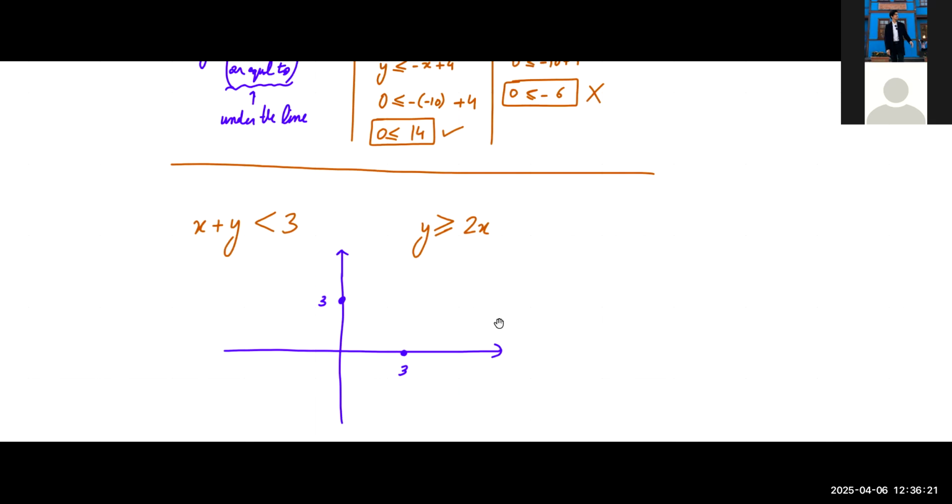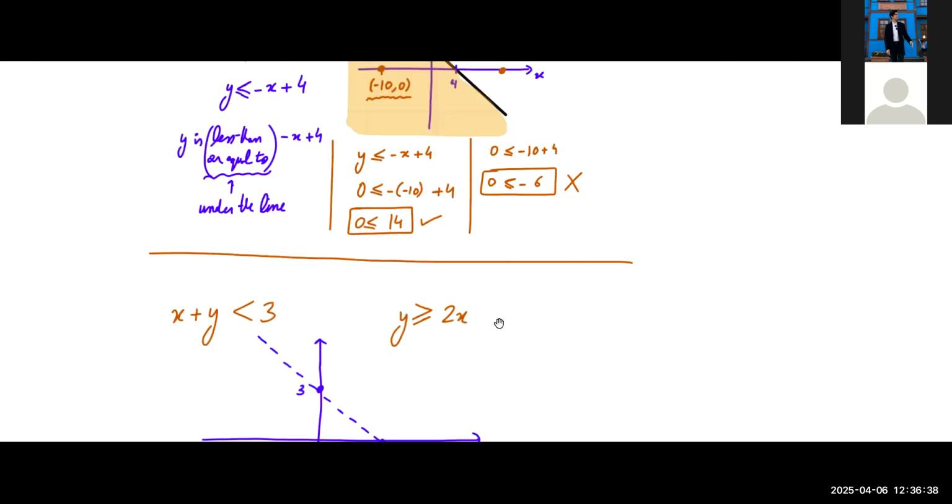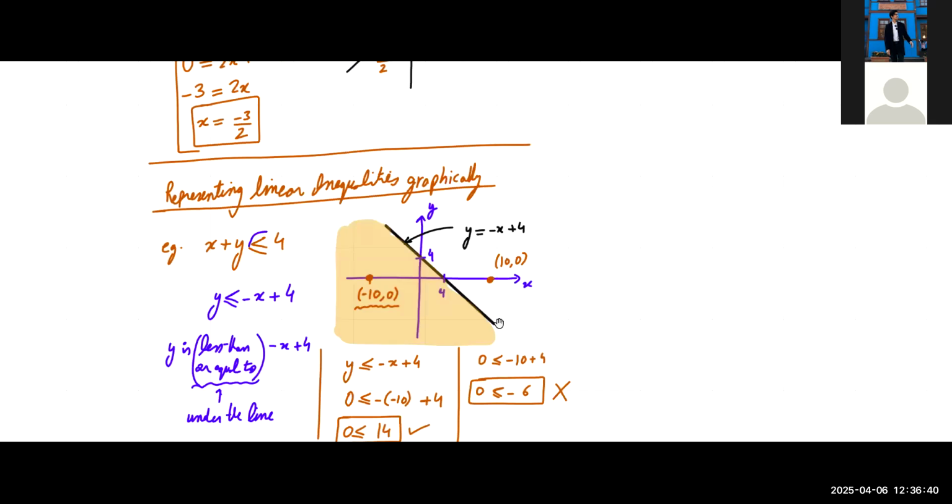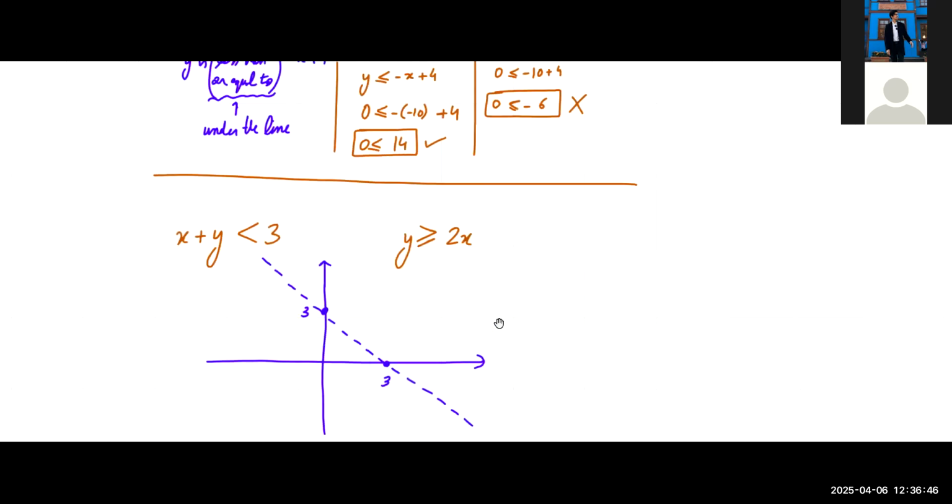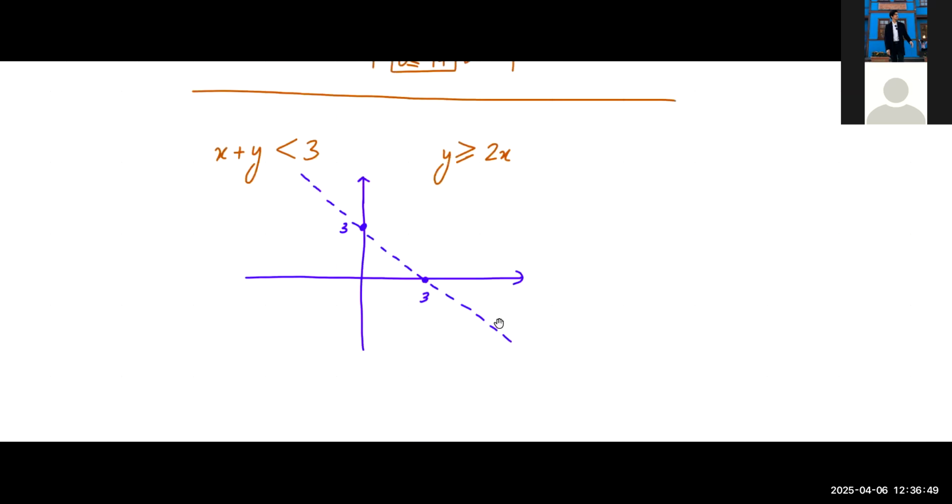Now, since it says less than 3 and not less than or equal to, you have to draw a dotted line, because you're trying to say that you cannot use any point on this line either. You need to be strictly below this line. You cannot be on the line either. Last time, we could have been on the line also. We could have picked any point on this line and it would still satisfy our inequality. But this time, since we're not allowed to pick the points on the line because it says less than and not less than or equal to, we make a dotted line.